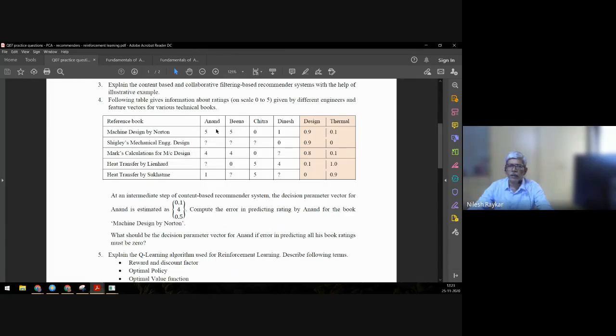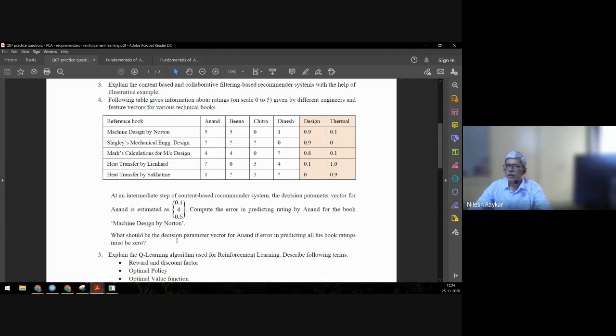The rating predicted by the model, as we saw earlier, will be given by the dot product of the parameter vector, which is given, and the feature vector for this particular book. So you have to form the feature vector for the book under consideration and take the dot product with the user vector. You will get the prediction and the difference would be the error. That is the first part.